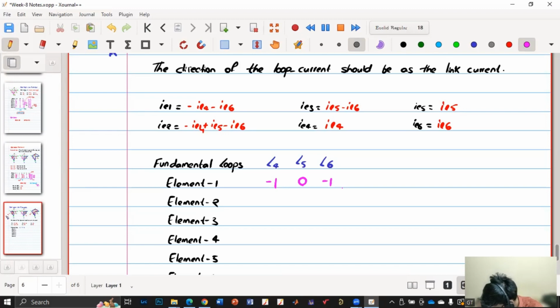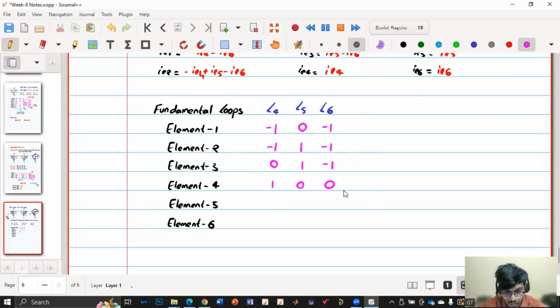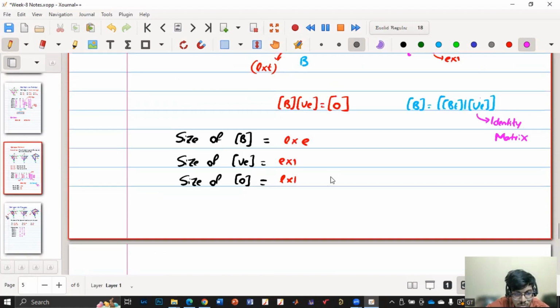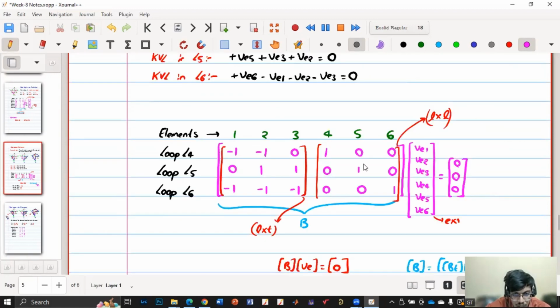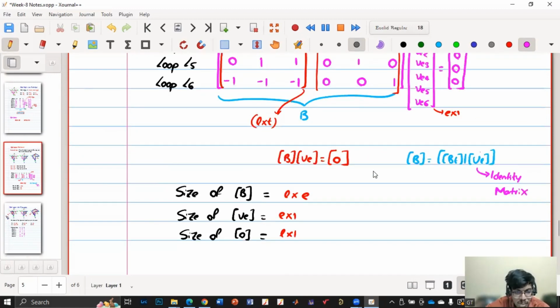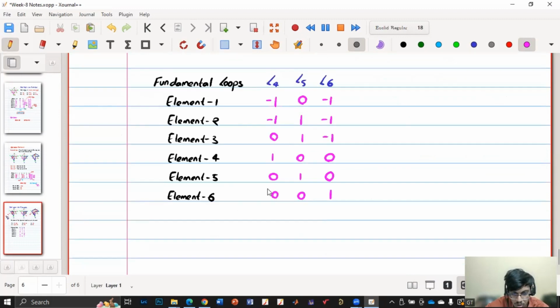IE2 has minus 1, 1, minus 1. Element 3 has 0, 1, minus 1. IE4 is 1, 0, 0, or 0, 1, 0, and 0, 0, 1. So if you see, the bottom is the identity matrix because this is B transpose. So B has the identity matrix on the right side, so B transpose will have the identity matrix at the bottom.